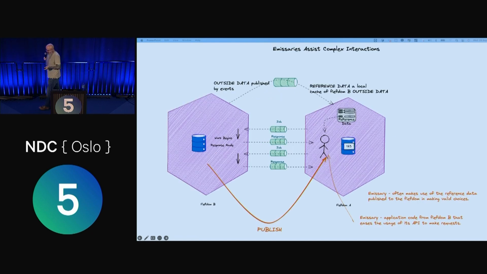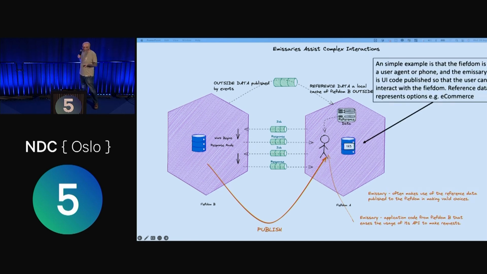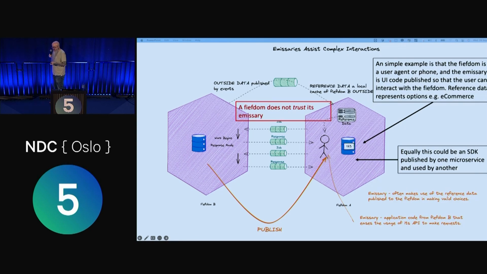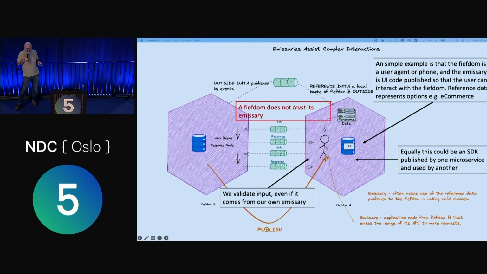All right. Emissaries. Emissaries are essentially the way we interact with fiefdoms, and the simple way of thinking about an emissary is basically a UI, though it could be an SDK. Typically, this is the way you begin to realize that a fiefdom, as well as being a microservice, could also be basically a user agent or a phone app, right? And quite often, it's using the reference data to make selections, and from those selections, it makes requests to the fiefdom for action. Fiefdoms don't trust their emissaries, they validate the data that comes through them.